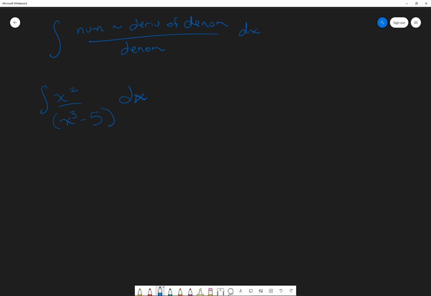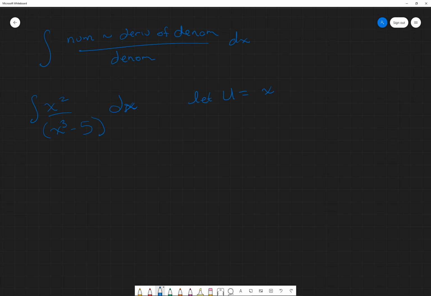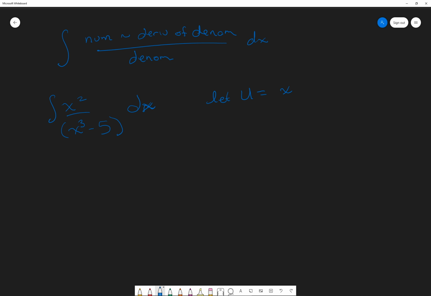So what's u? Again, this looks like it's related to the derivative of this. So we know that we want to make the denominator u. So let u equal x cubed minus 5. Sorry, I touched it with my finger. So what is du by dx? This is 3x squared, right? So now I multiply both sides by dx, and then these cancel, so I'll erase that.